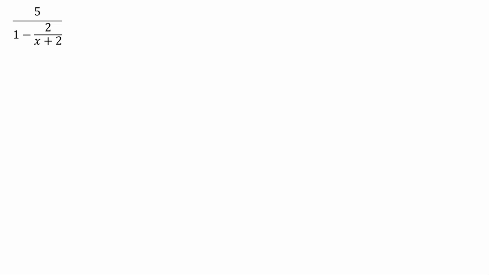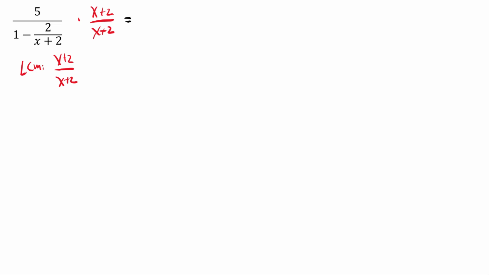Alright, so to get rid of this x plus 2 fraction at the bottom, our least common multiple is simply x plus 2 over x plus 2. So let's go ahead and multiply that out. x plus 2 on top, and an x plus 2 for a denominator. And if we do that, let's see what we get.